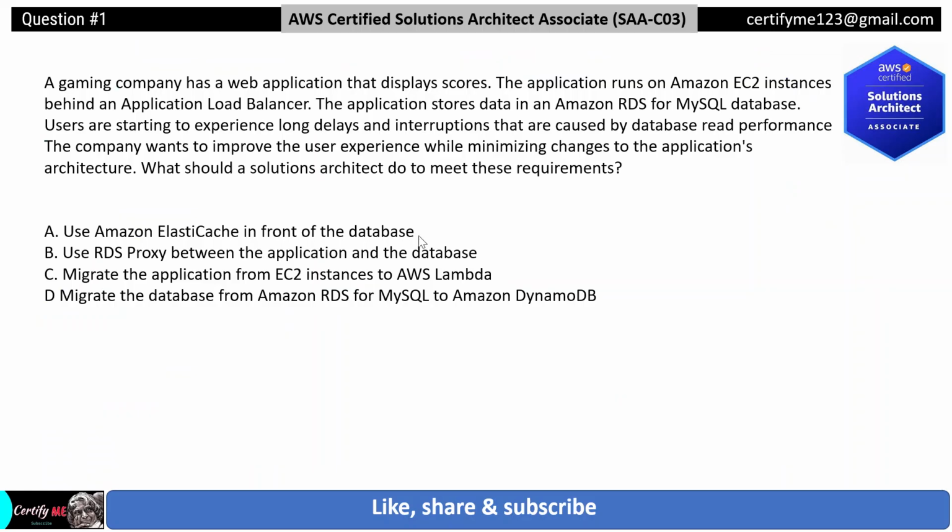Our first question is, a gaming company has a web application that displays scores. The application runs on Amazon EC2 instances behind an Application Load Balancer. The application stores data in an Amazon RDS for MySQL database. Users are starting to experience long delays and interruptions that are caused by database read performance. The company wants to improve the user experience while minimizing changes to the application's architecture. What should a solutions architect do to meet these requirements?